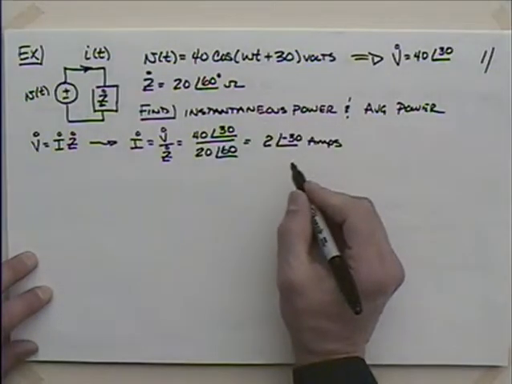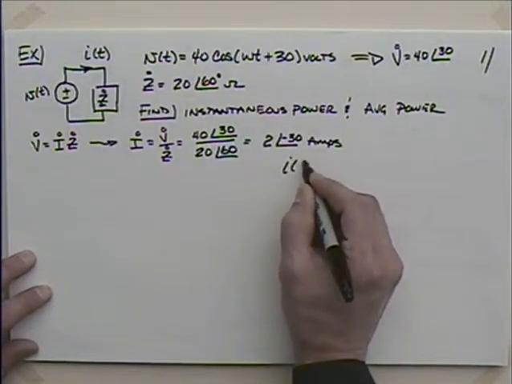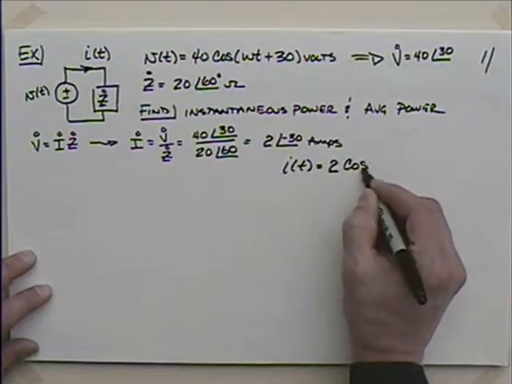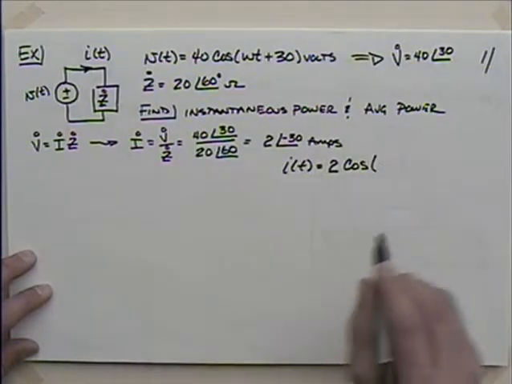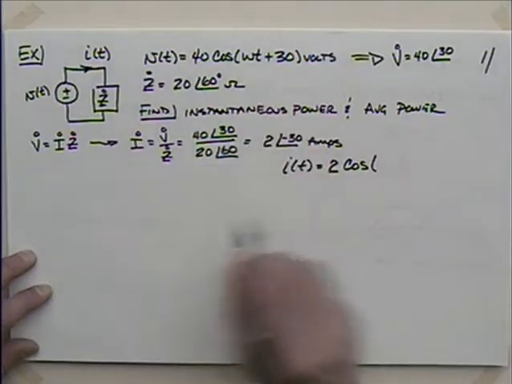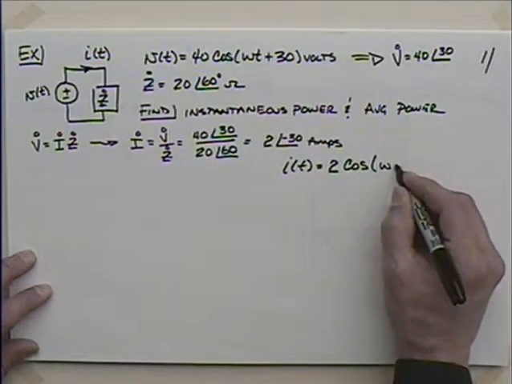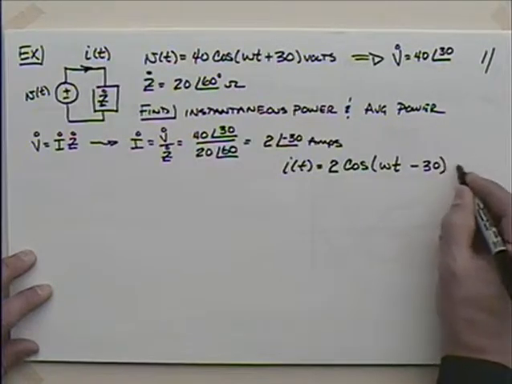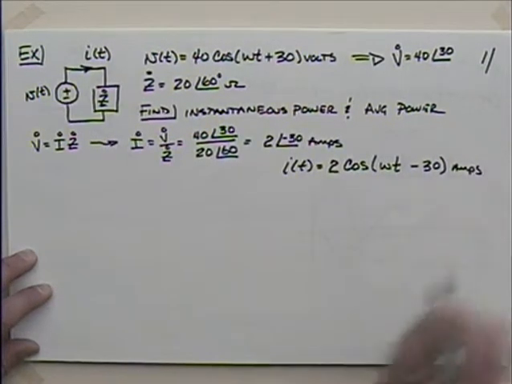So we've got the current. I could put this into the time domain if I wanted to. I in the time domain would be equal to 2 times the cosine of, where's our omega? I guess we don't have omega. They just told us omega, so we'll just repeat that: omega t, and then minus 30. So that would be the current.